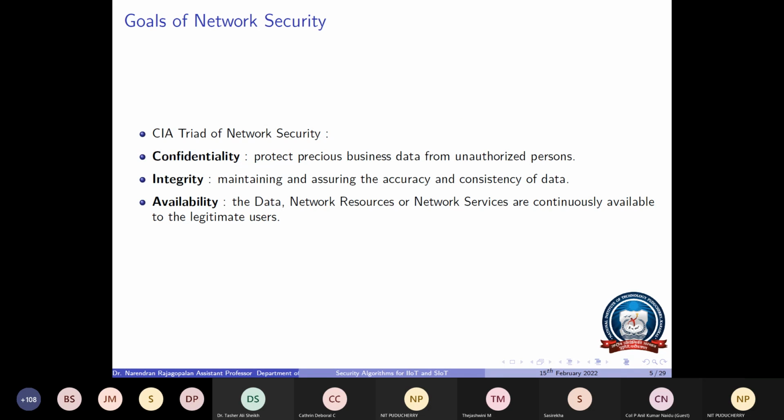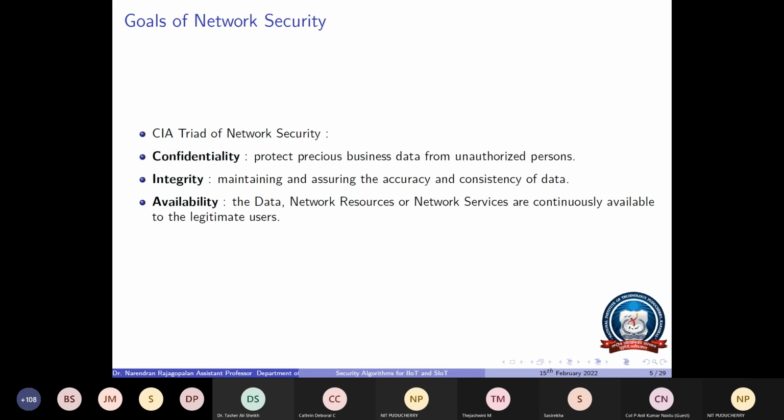Basically, any network security would wish to address the triad of network security, which consists of confidentiality. Confidentiality basically means only those who are authorized to access certain information must be able to get it. And also, are they the ones who are using it? That needs to be authenticated. So authentication and authorization address confidentiality.